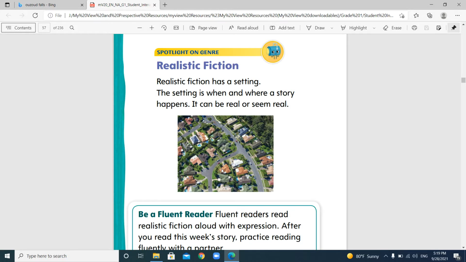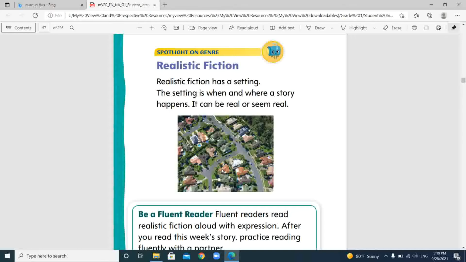Alright, so this is another video where we will revise the genre of the story, and we'll discuss a little bit about the genre and the anchor chart, okay? And we will read today's story. Alright, so today we talked about the genre.